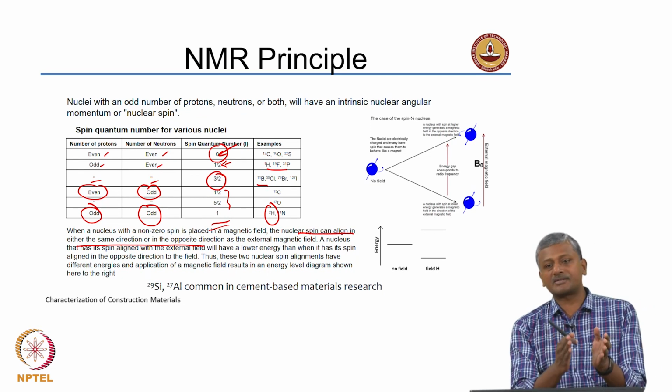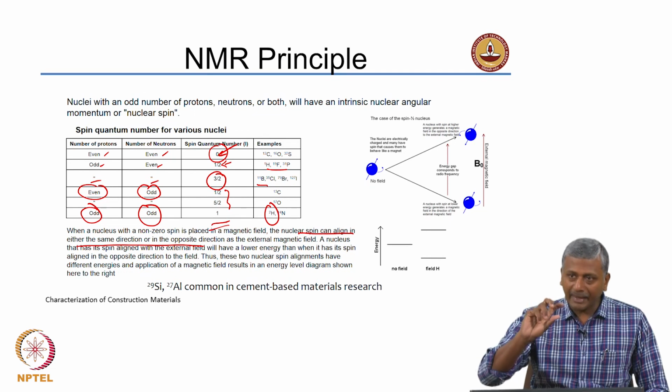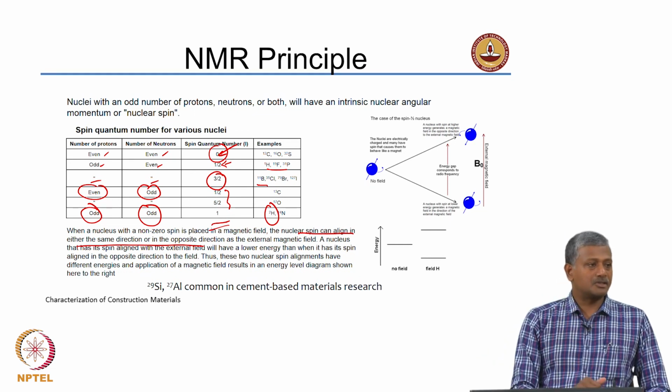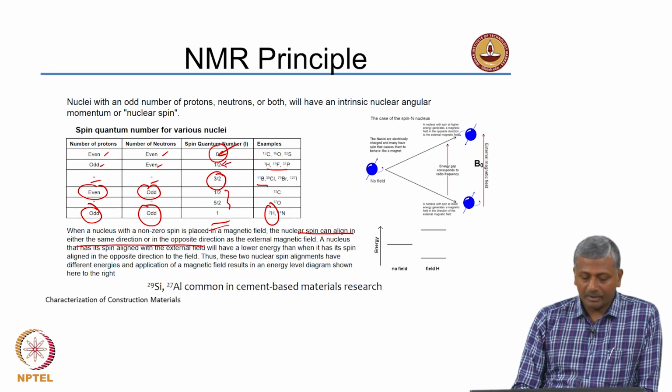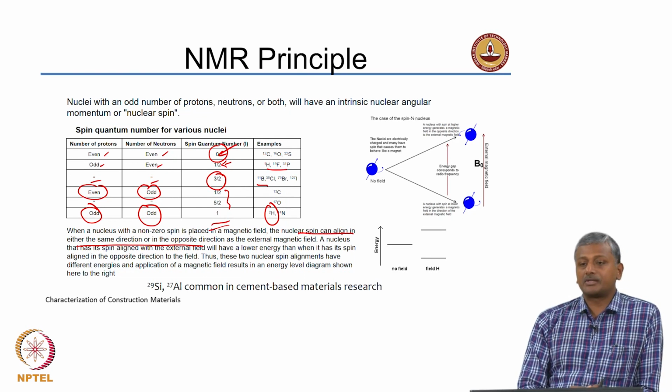Now the system is placed in a magnetic field where the nucleus can have either an alignment in the spin along the magnetic field direction or a reversal in the spin as compared to the magnetic field. A nucleus that has spin aligned with the external field will have lower energy than when it has spin aligned in the opposite direction to the field.